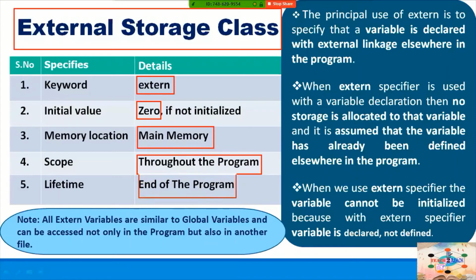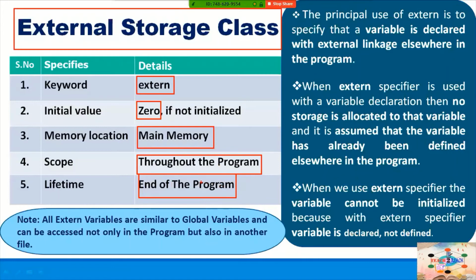Global variables are visible throughout the program, and whatever memory is allocated for those variables will be destroyed or erased at the end of the program.